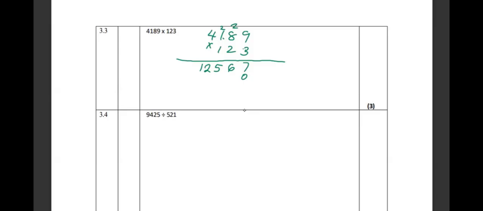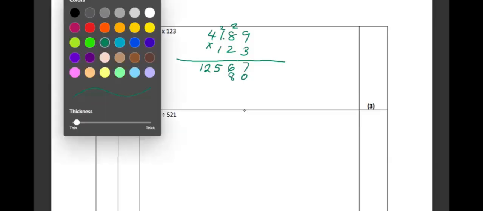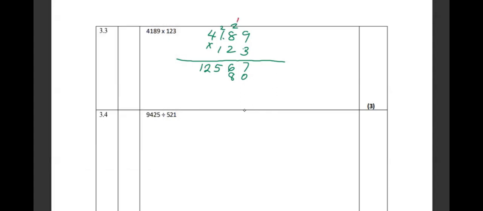Then 2 times 9 is 18. You write the 8, you carry the 1. 2 times 8 is 16 plus the 1 becomes 17. 7, you carry the 1. 2 times 1 is 2 plus 1 is 3. And then 2 times 4 is 8. And then I have 2 placeholders. Then 1 times 9 is 9. 1 times 8 is 8. 1 times 1 is 1. Then 1 times 4 is 4.